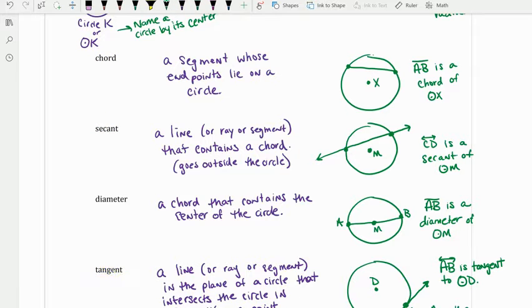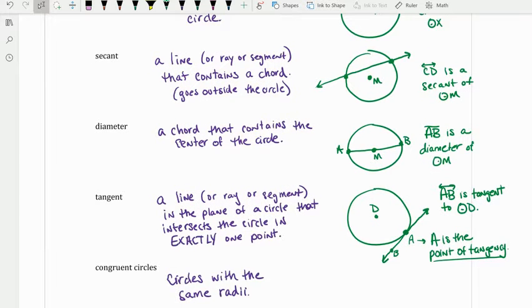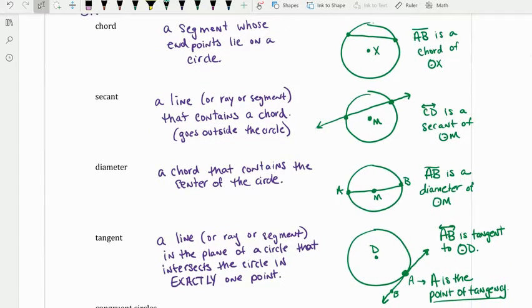A tangent is where it touches the circle in one single point. You've got this point right here, point A, where that line is intersecting the circle. A tangent can be a line, ray, or a segment, but it only intersects the circle in one point. That point is called the point of tangency. Okay, I erased my point there. There we go. So those are the three main types of segments in circles.